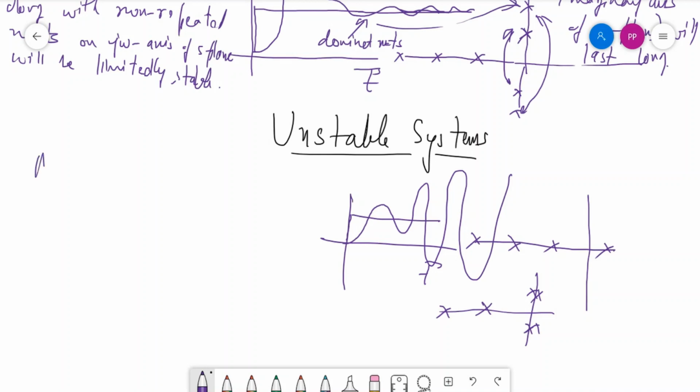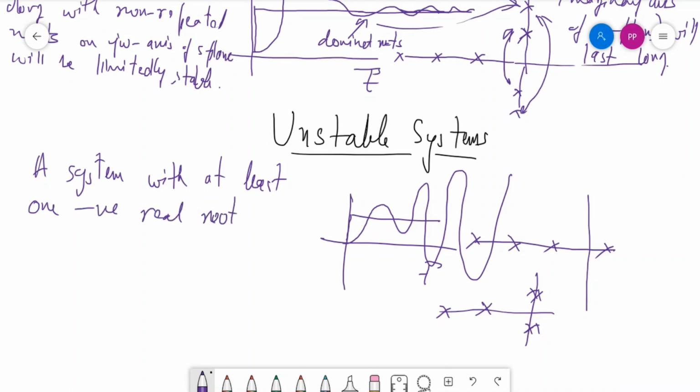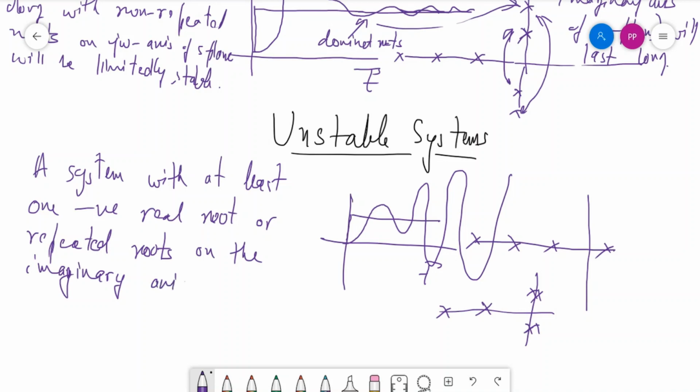So a system with at least one positive real root, or repeated roots on the imaginary axis of the S-plane, will be an unstable system.